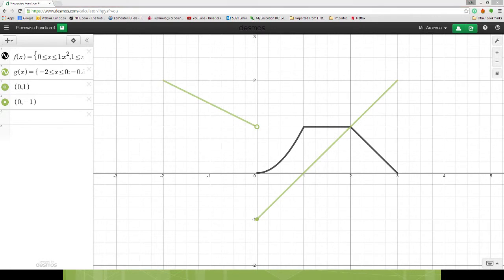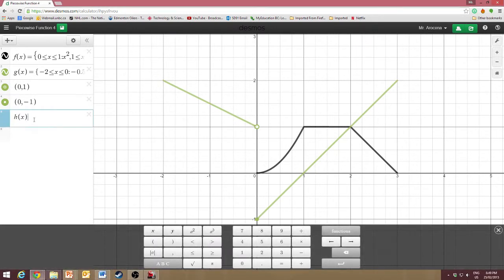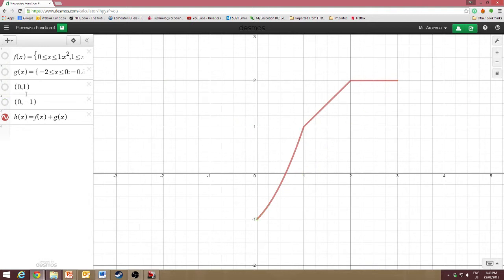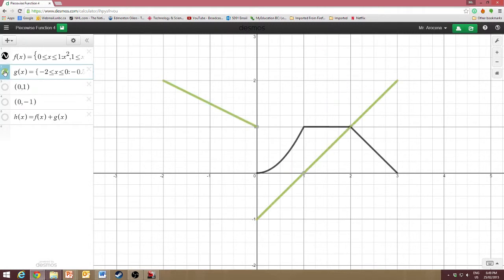Now, if I plot h of x as f of x plus g of x, let me just change the color. It's a little easier to differentiate. There we go. And I'll hide the other functions. So this is f of x plus g of x. And here for reference, there's f of x, there's g of x, h of x.